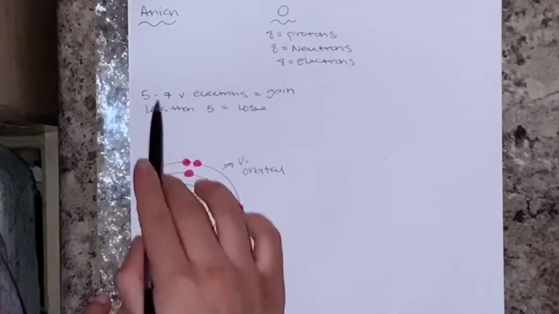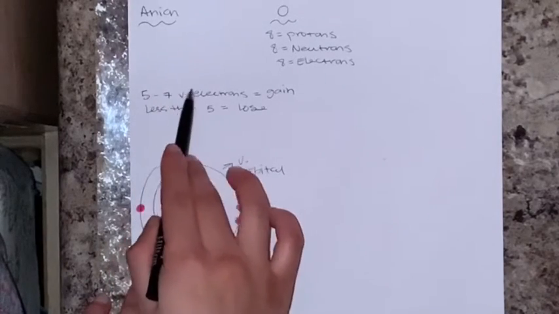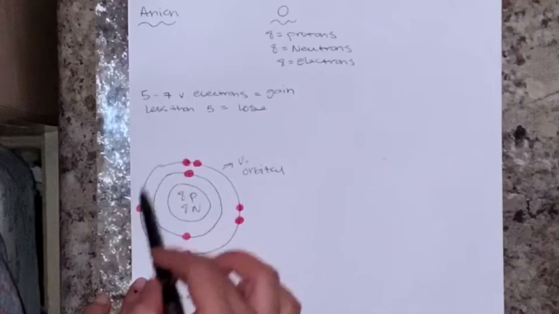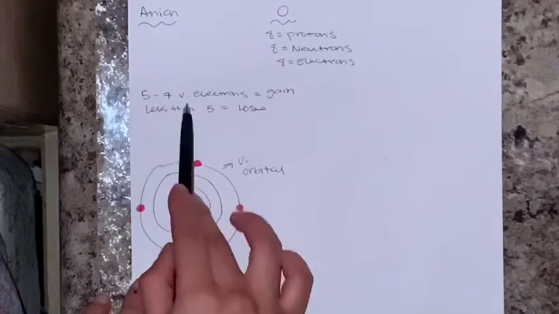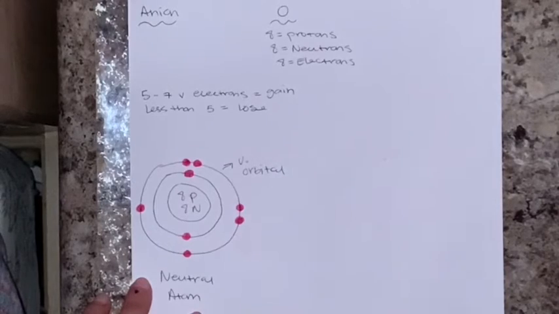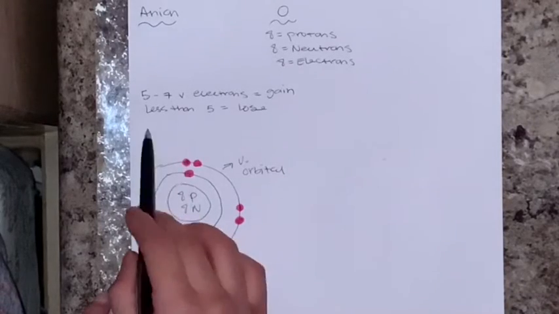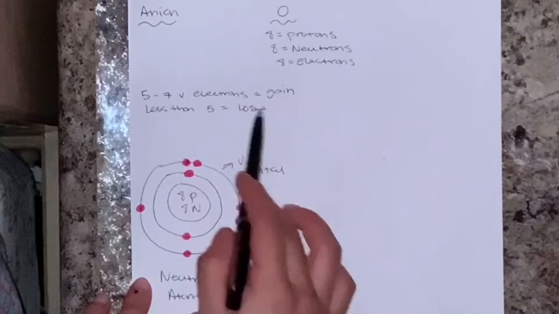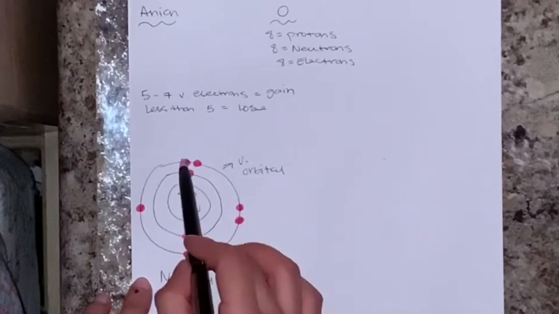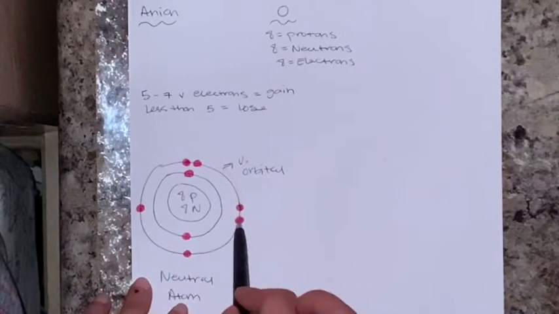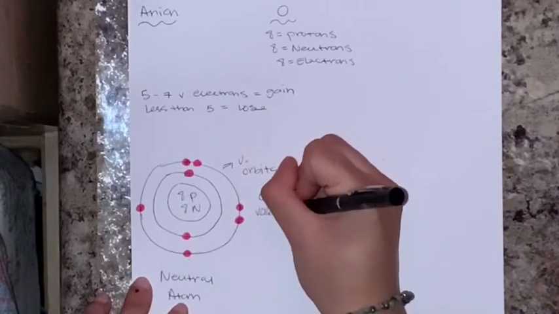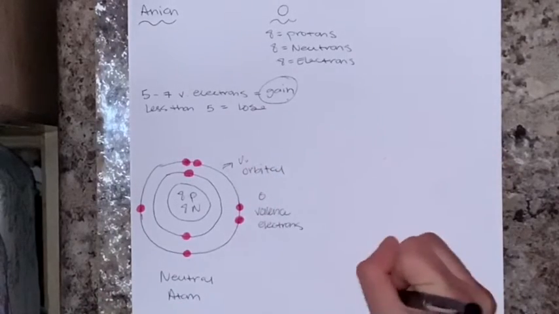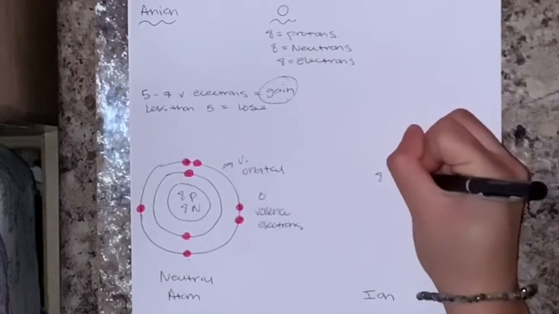And so the rule is if the outermost orbital, which is the valence orbital, has 5 through 7 valence electrons, it will gain electrons in order to complete the octet rule. And if it has less than 5, it will lose those electrons. But in this case, we are going to be gaining 2 more electrons to complete the octet rule. I have the 8 protons and 8 neutrons in the nucleus.